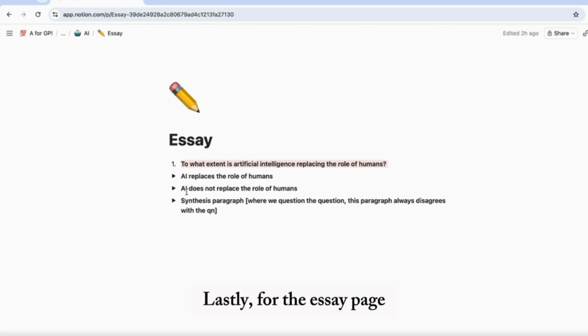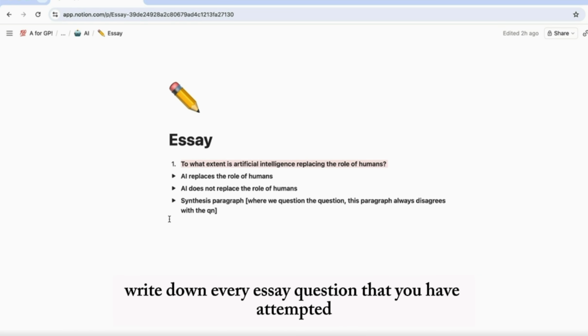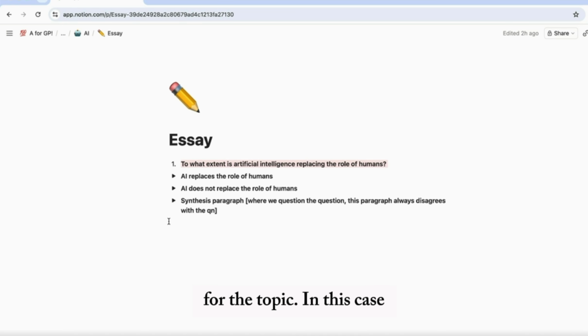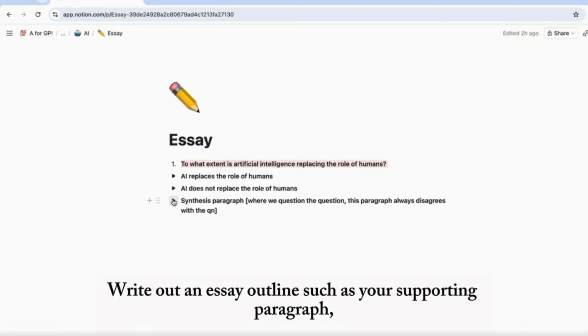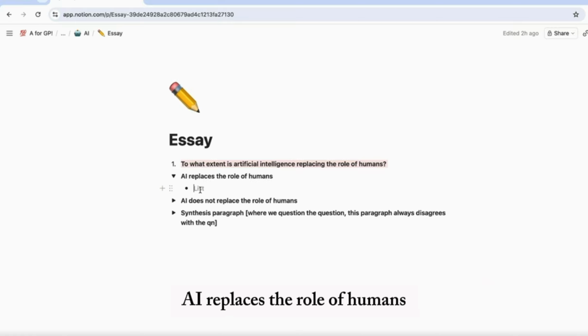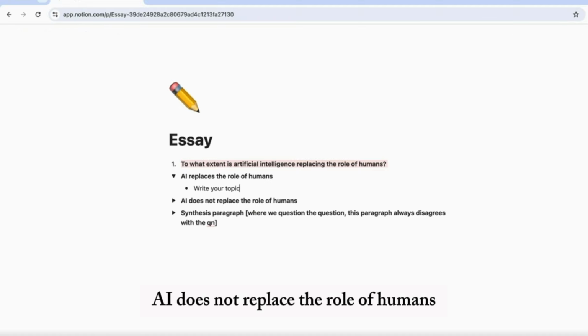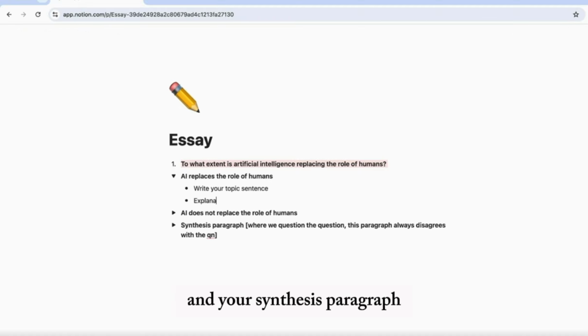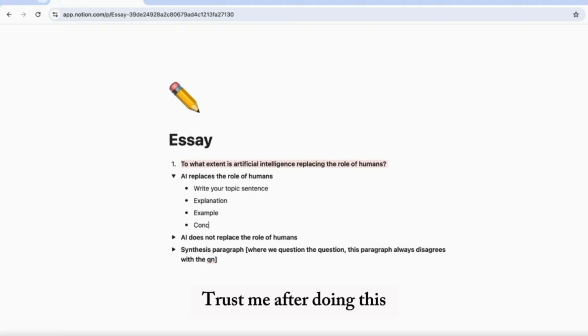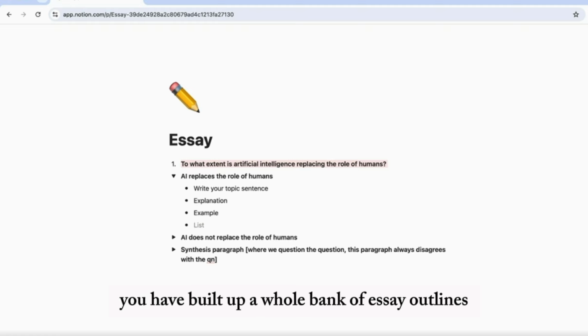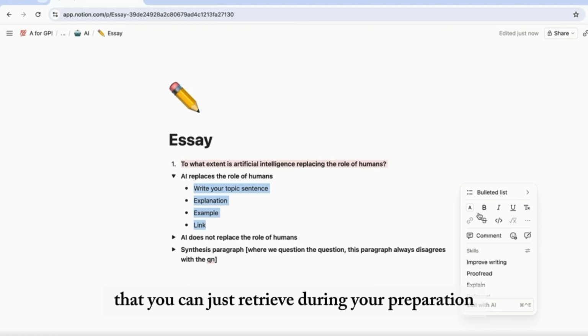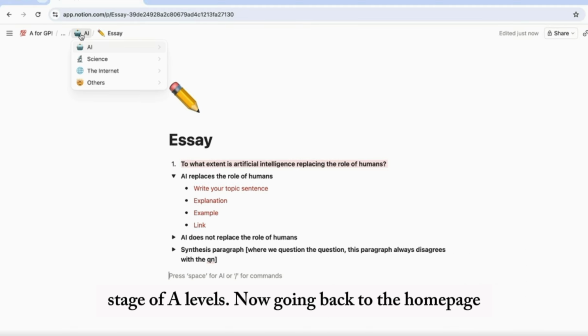Lastly, for the essay page, write down every essay question that you have attempted from the topic. In this case, for the essay question of to what extent is artificial intelligence replacing the role of humans, write out an essay outline such as your supporting paragraph, AI replaces the role of humans, your against paragraph, AI does not replace the role of humans, and your synthesis paragraph. Trust me, after doing this, you'll have built up a whole bank of essay outlines that you can just retrieve during your preparation stage of A-levels.